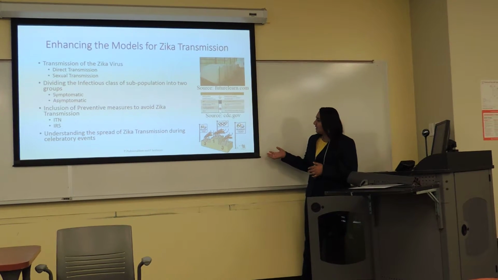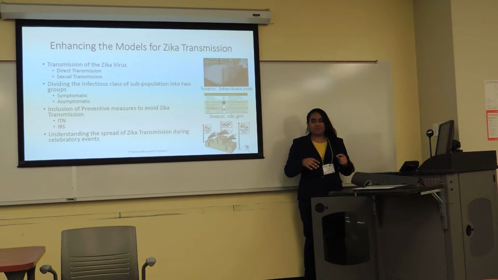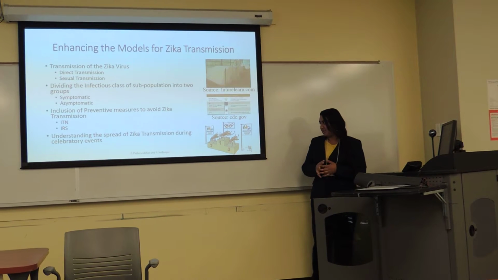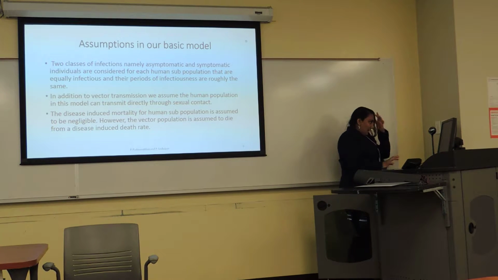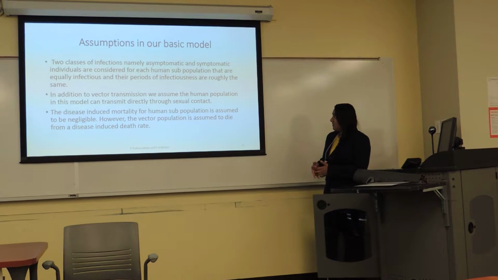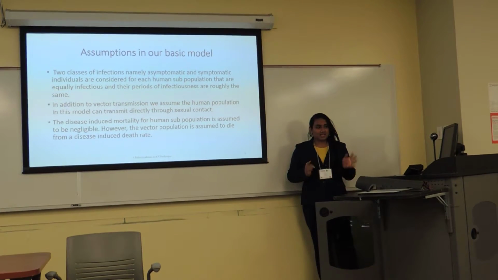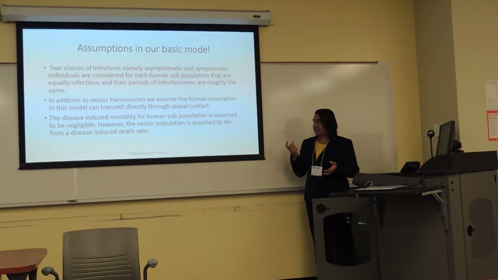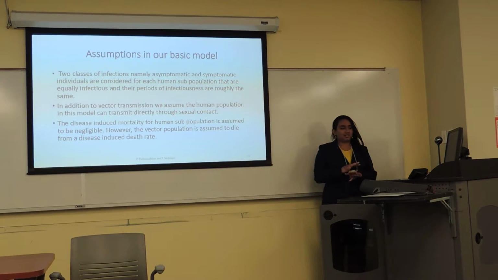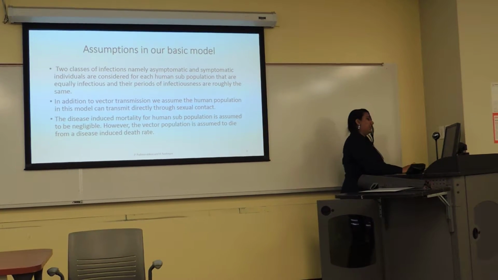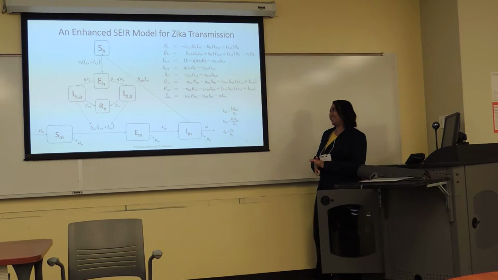And then the last thing that I'm going to talk about is looking at how Zika might spread during large celebratory events, for example, the Olympics that just happened. So in one model, as I said before, we were looking at the two classes of infections, and direct and sexual contact, as well as a disease death term for our vectors. And we didn't consider the death term for the humans. So this is the first model that I'm talking about today.